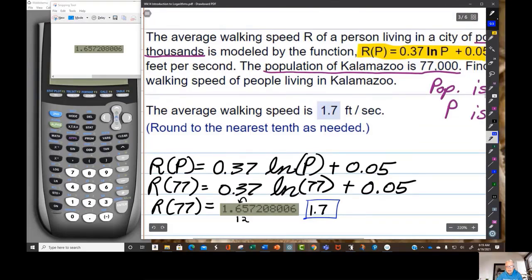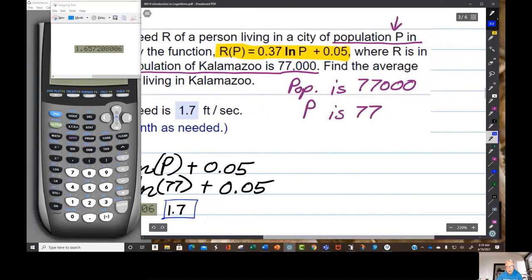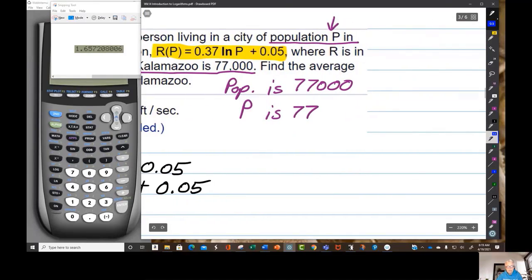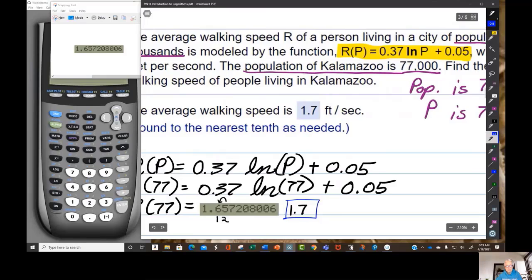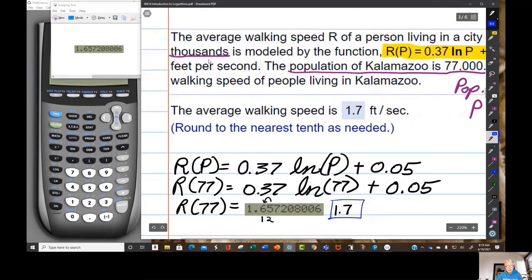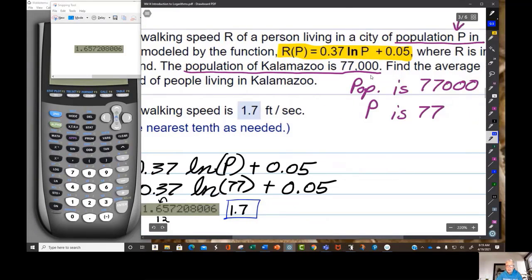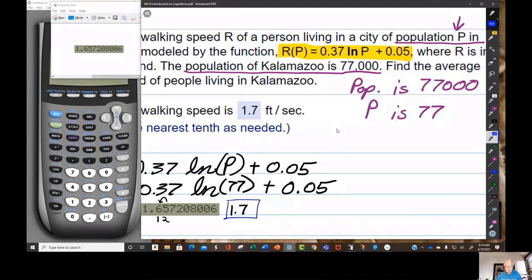So what you have to remember here is to carefully read every word. Don't speed read it. Yeah, I know P means population, but what about the population? That it's already counted in thousands, which means that you have to adjust the population they give you for whatever city they decide to give you. And then you just throw it in the formula and you get your answer and you round it to one decimal place, the tenths place.